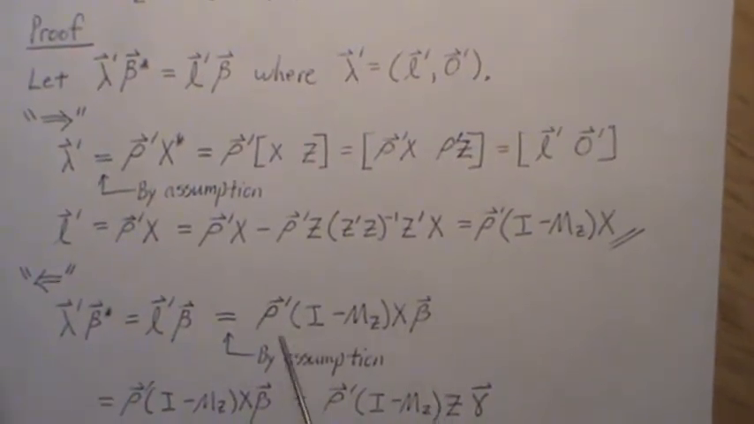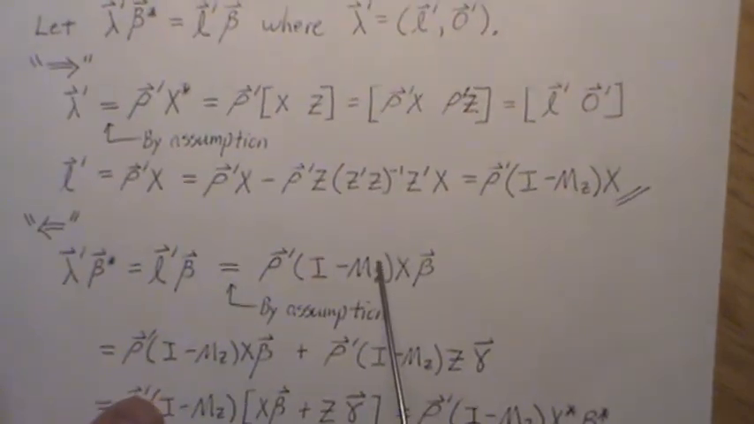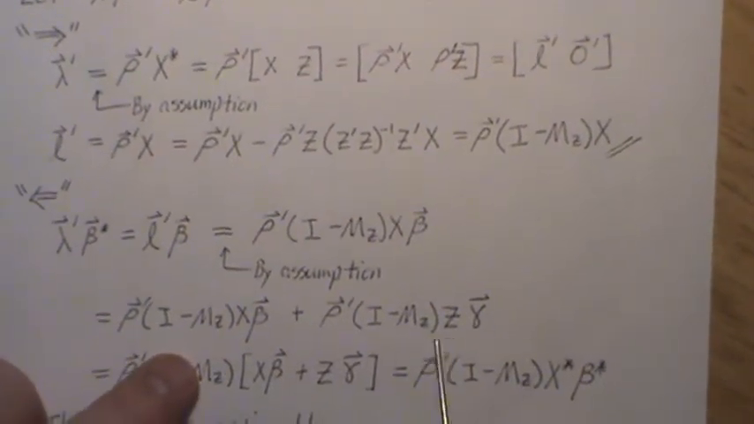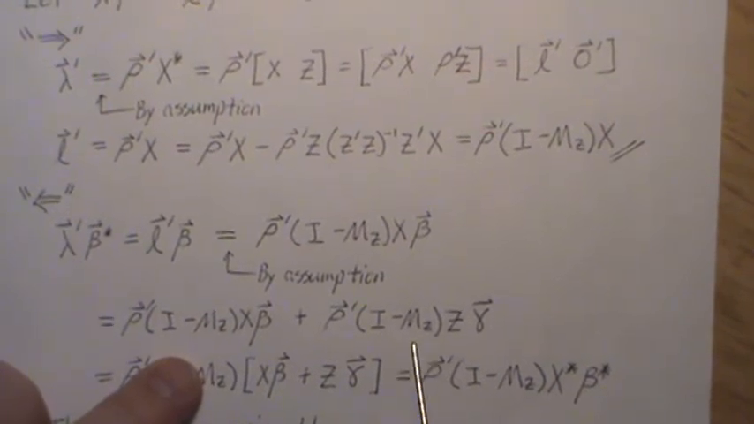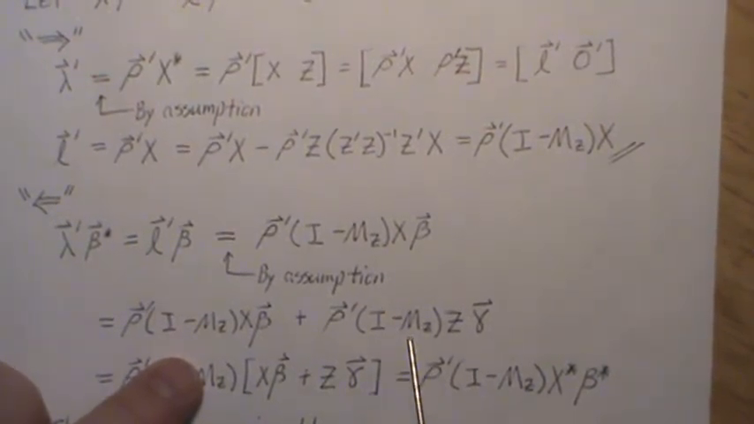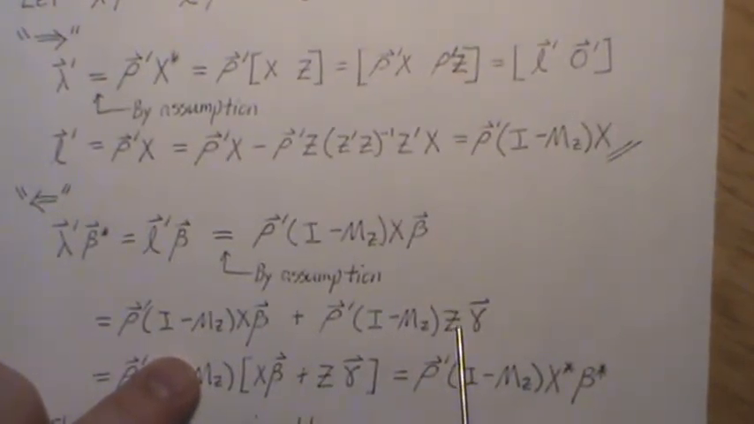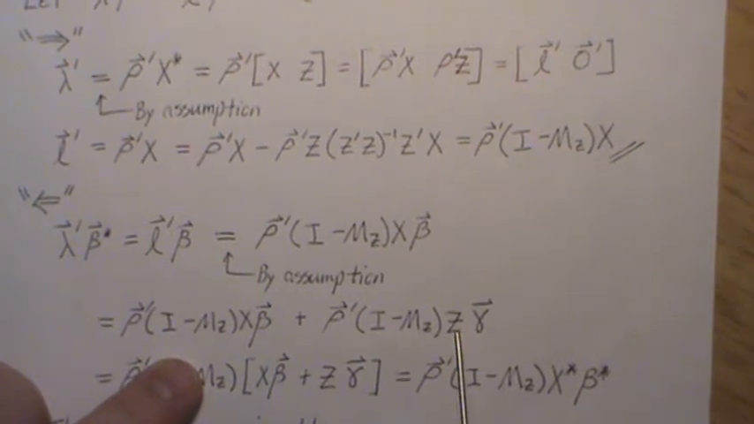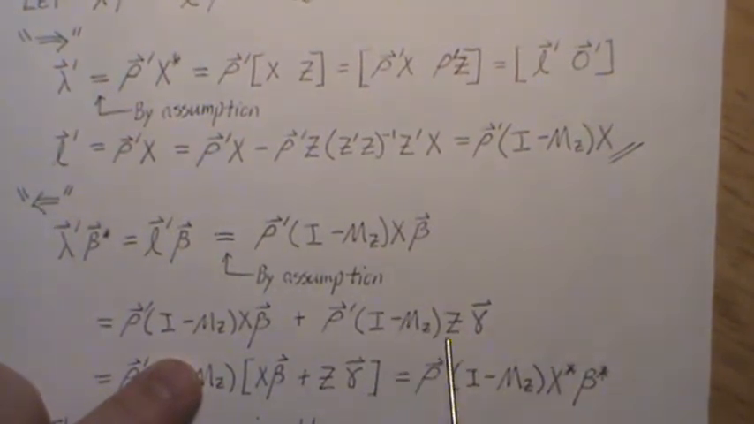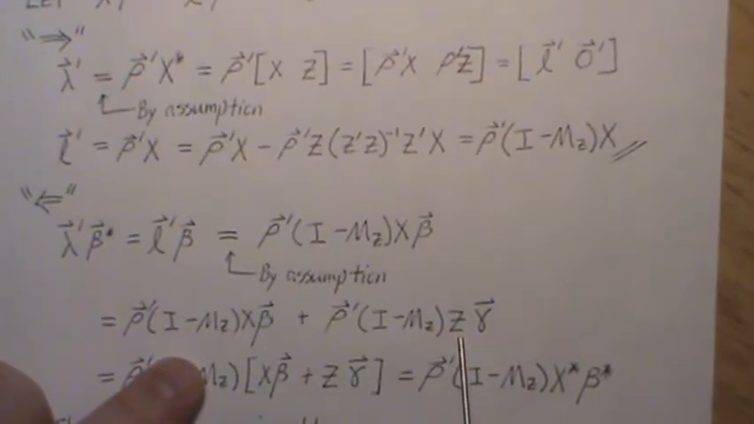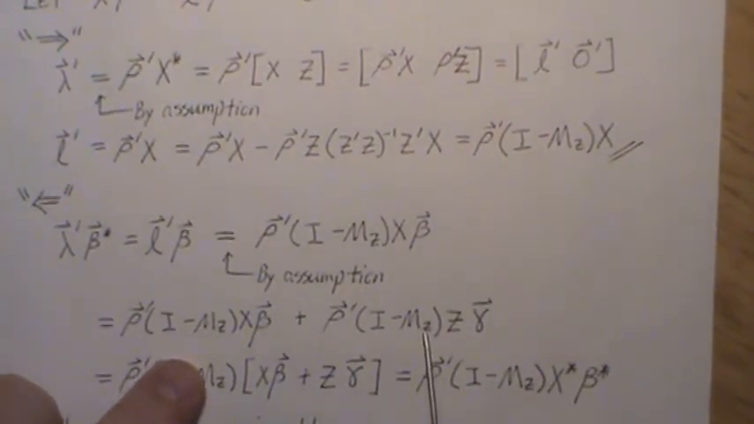Now, let's add 0 to this quantity. So we come down, that's this piece, and then we add 0. I minus M_Z is the perpendicular projection matrix onto the orthogonal complement of the column space of Z. So any column in Z, or linear combination of Z, anything in the column space of Z, times this is 0. And clearly Z is in the column space of Z. So this is 0, so we've added nothing.